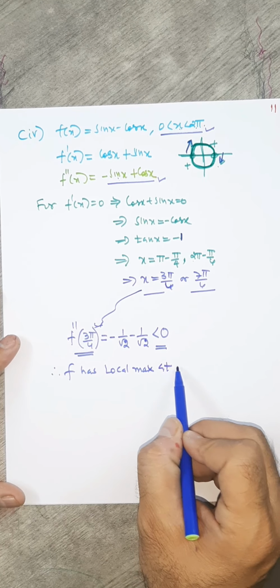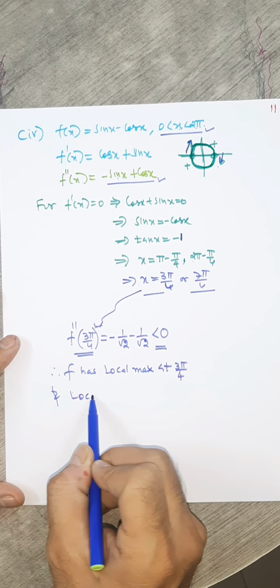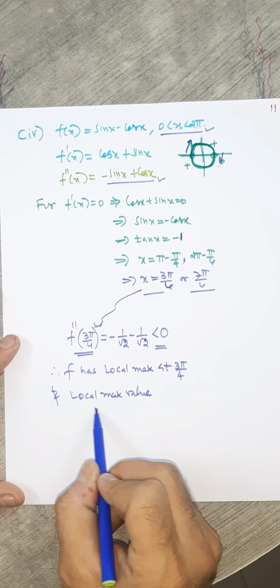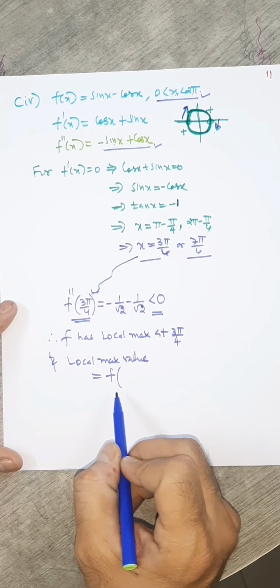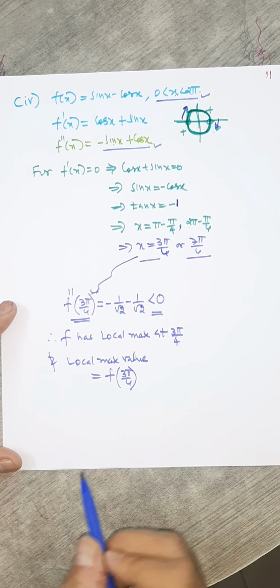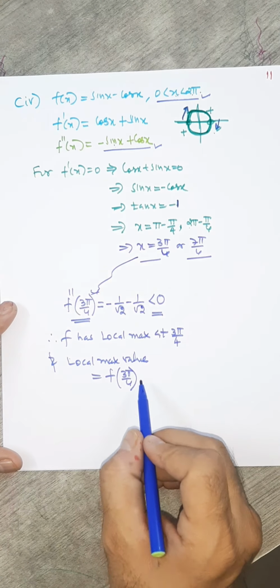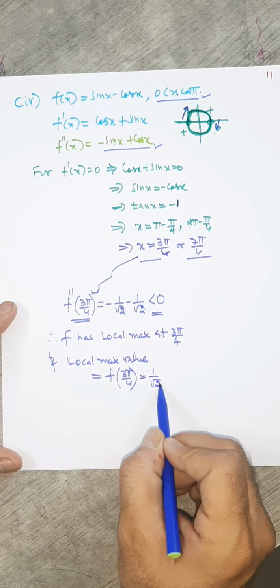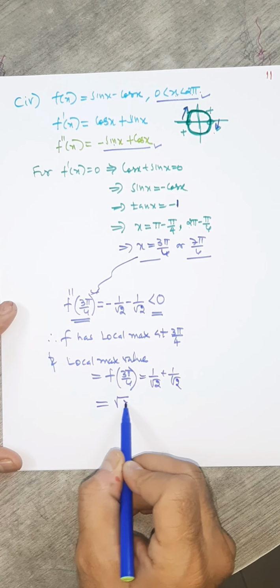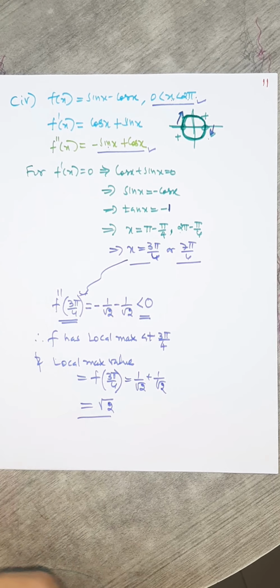Local maximum at 3 pi by 4 and local maximum value that is equals to f of 3 pi by 4. So put f of 3 pi by 4 in the function. Here, this is 1 by root 2 minus minus plus 1 by root 2. So just check it out, 1 by root 2 plus 1 by root 2. So it will be just root 2.